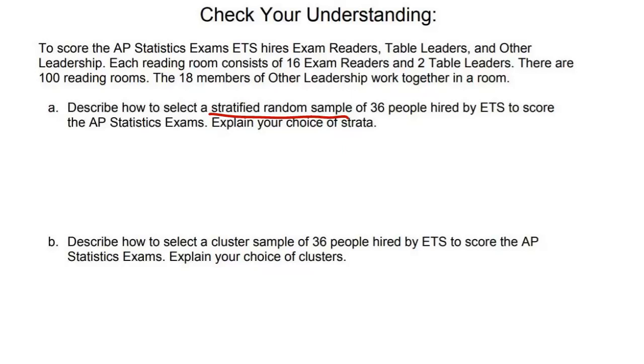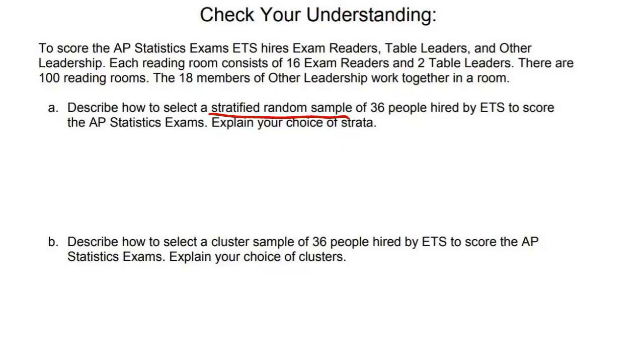There we go. So we have, each reading room consists of 16 exam readers, 2 table leaders. So we have 1,600 total exam readers, right? Because 100 rooms, 16 people in each of those rooms are our exam readers. We could have 200 table leaders total who have a different job. They have a different characteristic here than the people that are just doing the reading. And then we've got these 18 members of the other leadership that are working together. So they have a different job. I do think that those are probably some characteristics that I would use for stratified random sampling.